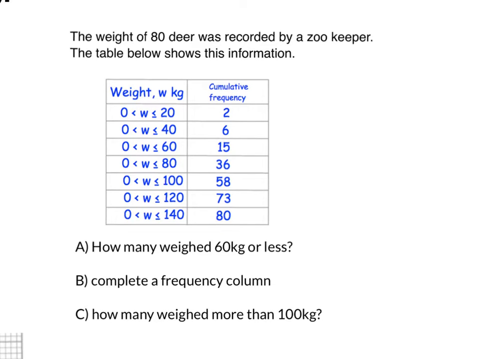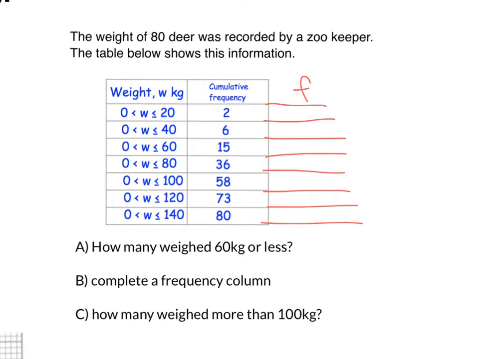So here we have the weights, and notice this column is the cumulative frequency, not the frequency. There's no frequency column. We'll have to work out the frequency column ourselves in a later part. So they're sort of switched around. Normally you'd have the frequency. You need the frequency to work out the cumulative frequency, but this question's back to front.